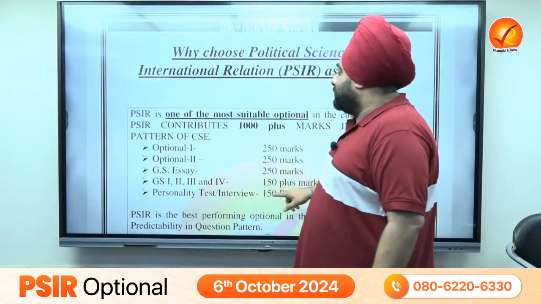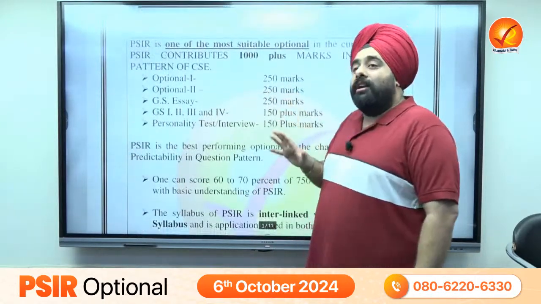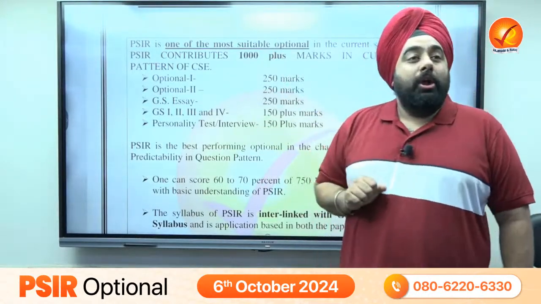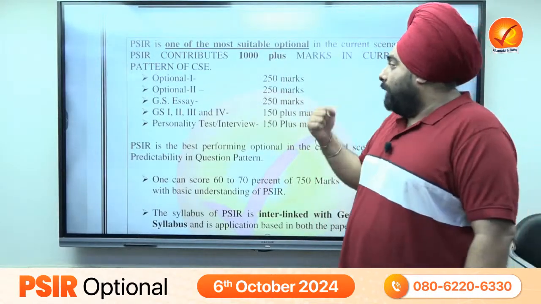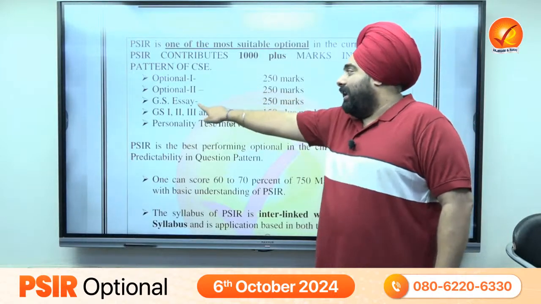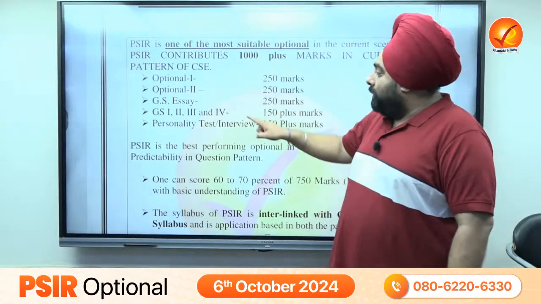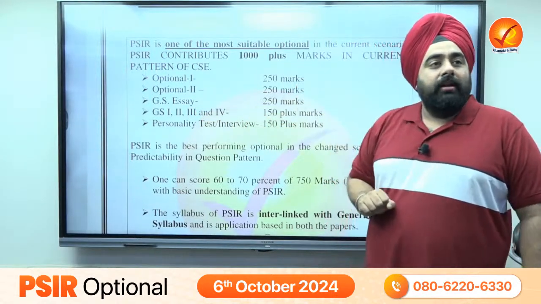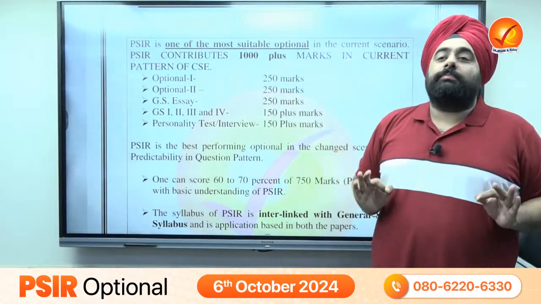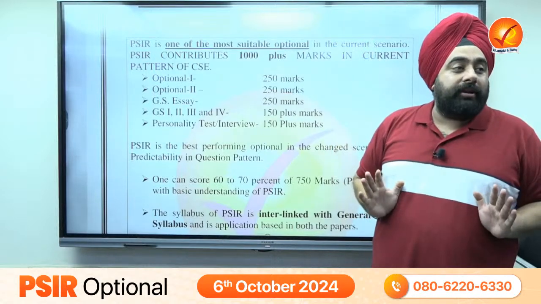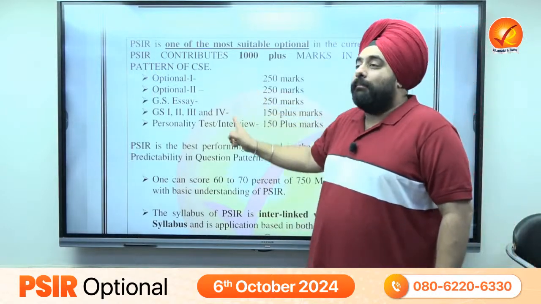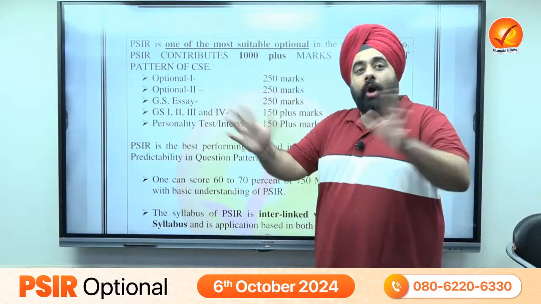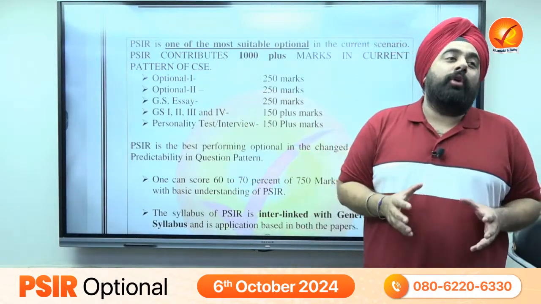When you take up PSIR, you are not targeting 500 marks of the optional. In fact, you are targeting 1000 plus marks. Why 1000 plus marks? Because there is overlapping between the PSIR syllabus and the essay paper. There's overlapping between the PSIR syllabus and GS paper 1, 2, 3, and 4. Multiple questions in the interview also, trust me, would be related to domestic politics and international politics. So at all the stages of the examination, PSIR will help you. Therefore, a PSIR candidate would target 1000 plus marks, not just 500 marks of the optional.